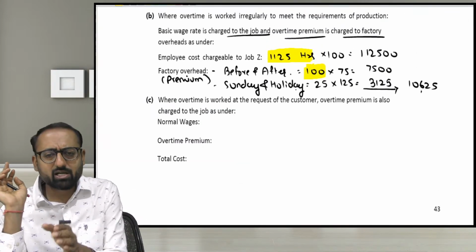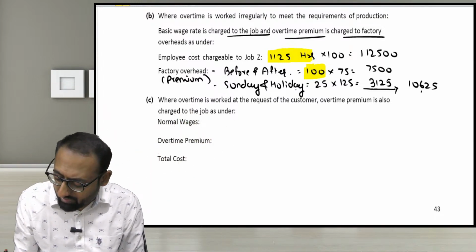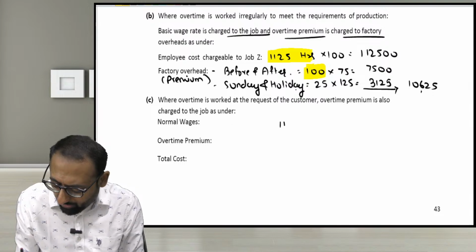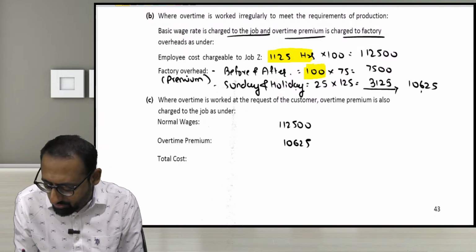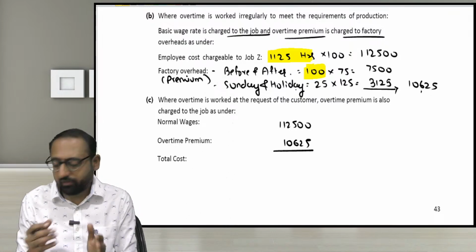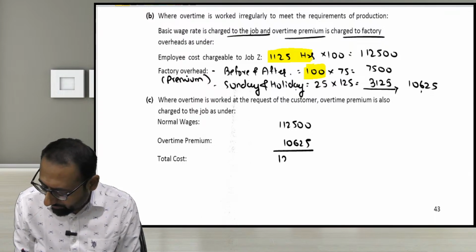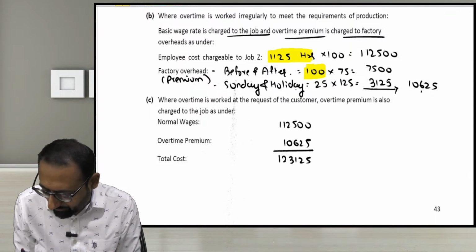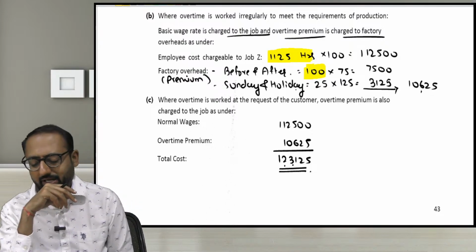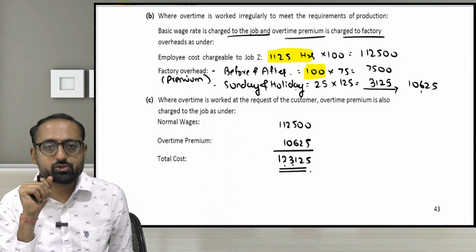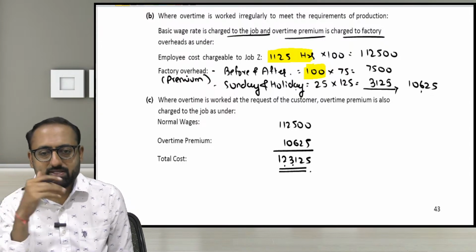In this situation, basic wage rate will also be recovered from the customer, and premium will also be recovered from the customer. So basic wages, which we have already calculated, will be 1,12,500, and premium will be 10,625. So both basic wages and premium will be recovered from the customer, and your answer will be 1,23,125. So this is your treatment of worker overtime. I hope everyone got this concept.